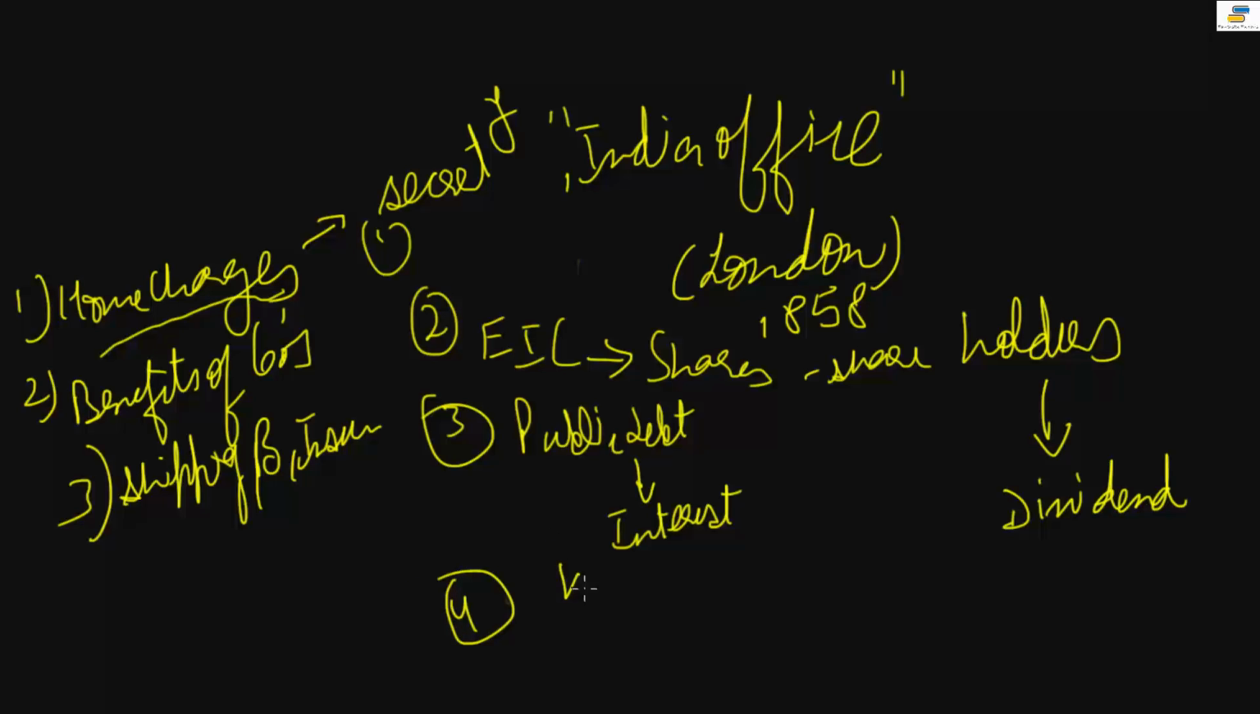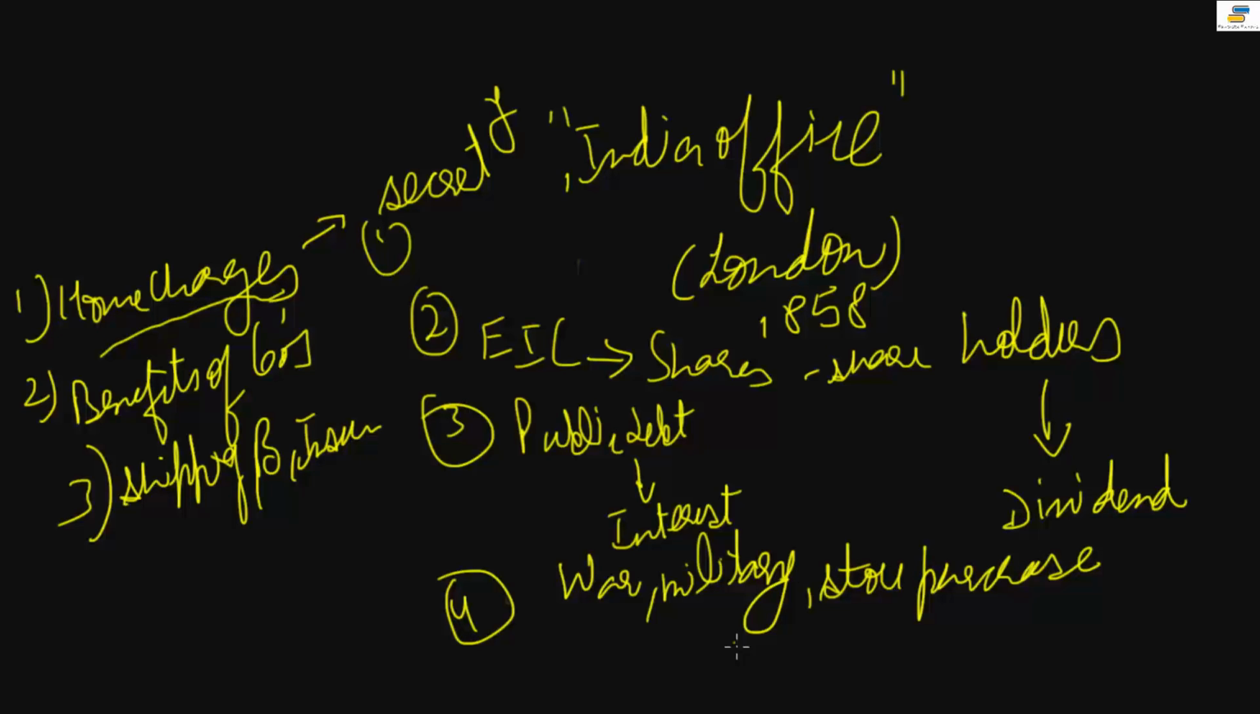Then all the war expenditure, all the military expenditure, maintenance, continuation, salary, everything on military, all the store purchases for military, everything was supposed to be paid through Indian earnings, and this all was part of home charges. So basically the charges in home charges were on Indians, but the benefit was not for Indians, it was for the British. So that is about home charges.